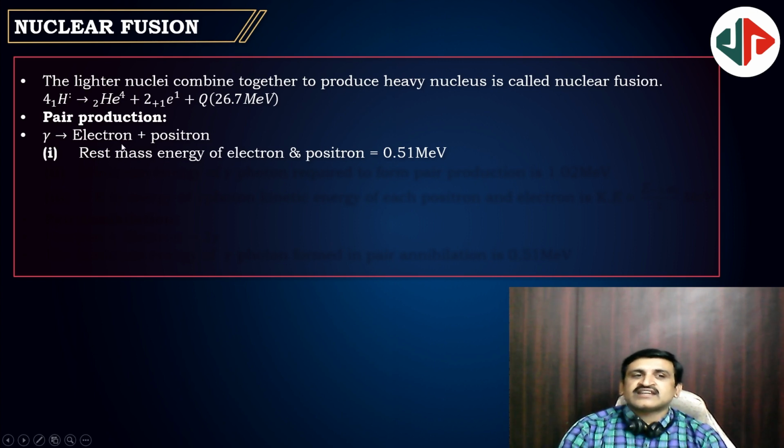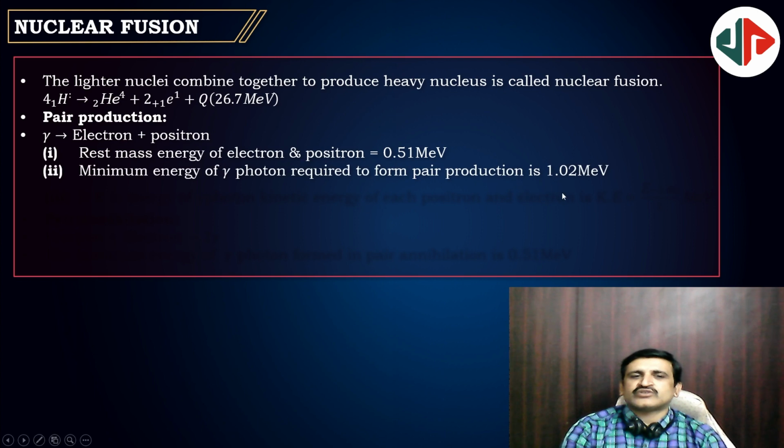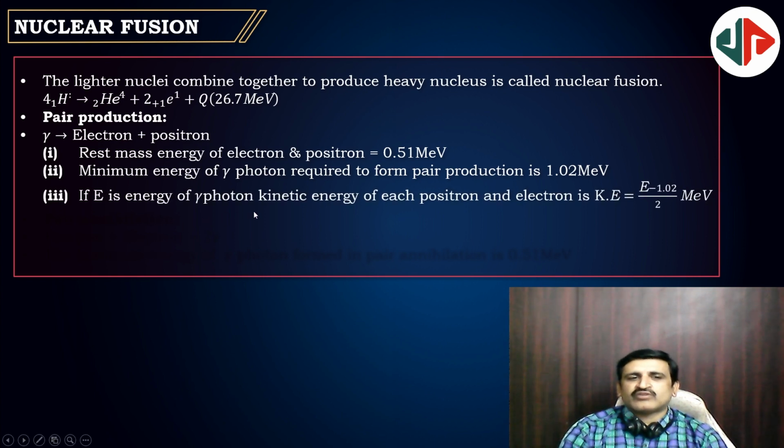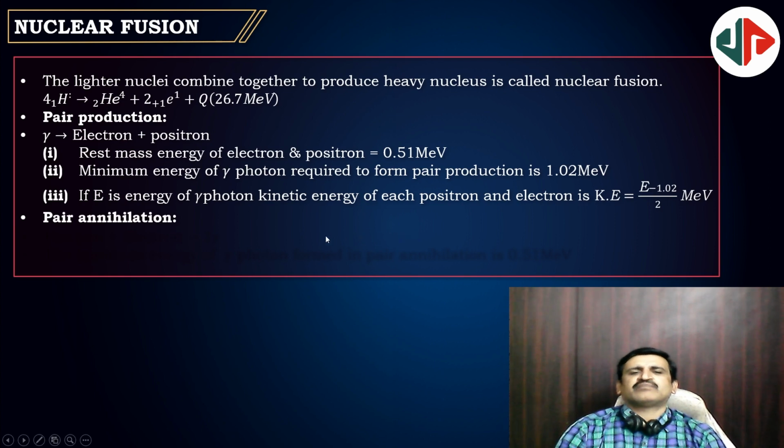The reason is the electron's mass corresponds to an energy of 0.51 MeV, and the positron's mass corresponds to 0.51 MeV. 0.51 plus 0.51 is 1.02. So gamma should have 1.02 MeV of energy to produce a pair. If E is the energy of the gamma photon, the kinetic energy of each of the positron and electron is E minus 1.02 by 2. But usually they won't share energy equally; the positron will take more.